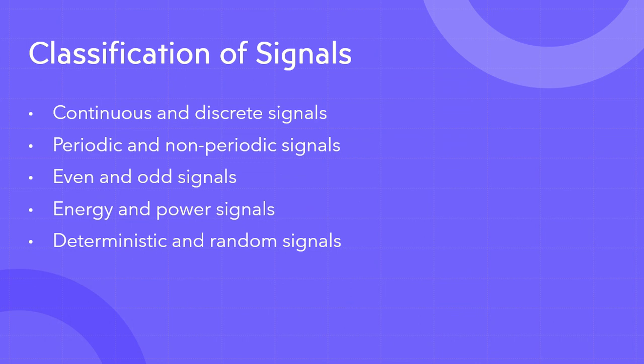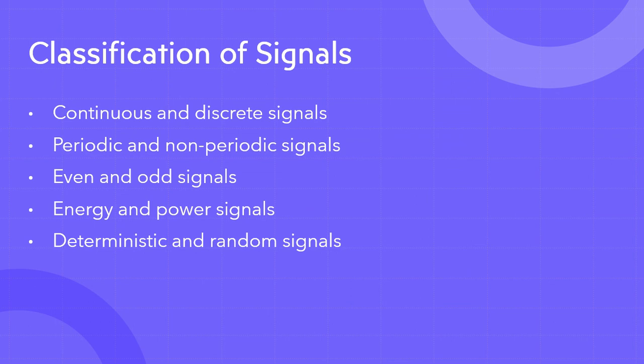Instead of that, if you see the signal for x raised to 2, or e raised to x, those signals do not repeat themselves. They are different at different times. So those signals are called non-periodic signals.